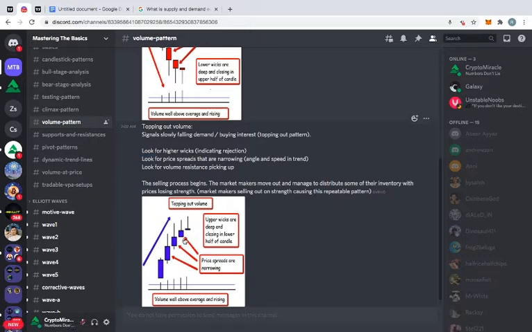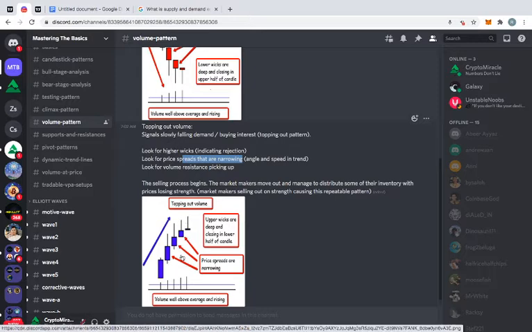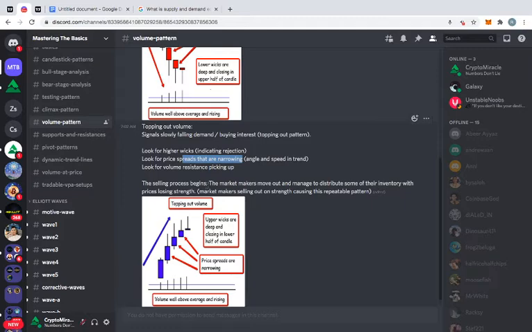So look for higher wicks, again indicating rejection for this pattern. Look for price spreads that are narrowing. If you break this down in a micro time frame, you'd see the waves should be smaller. That's a really good strategy, I'm telling you guys right now. These setups don't come all the time. These ones come more often than the other one, the accumulation distribution, or the climax pattern, I think that's what it was. But these come a little bit more often, so you've got to be prepared for them.